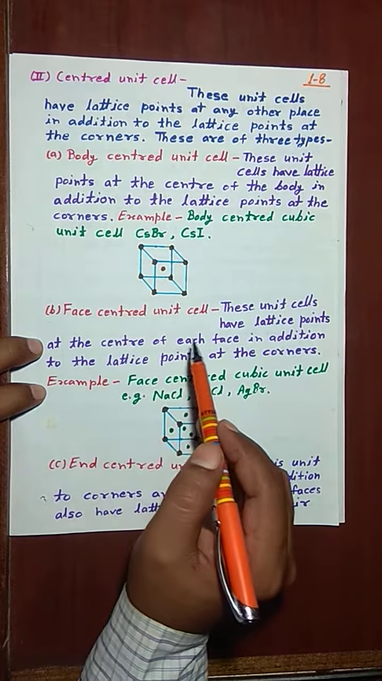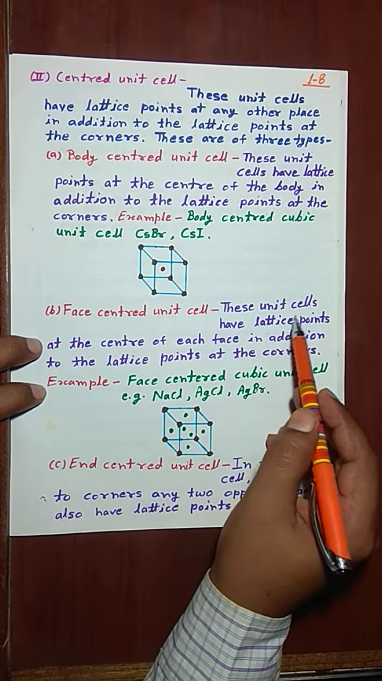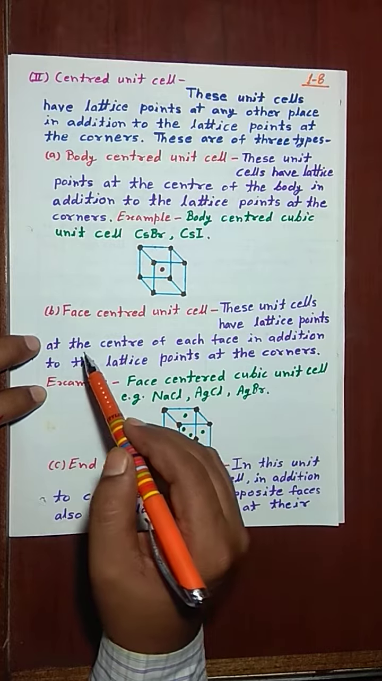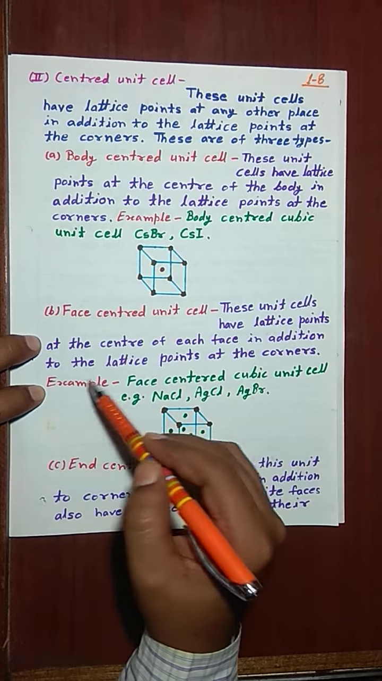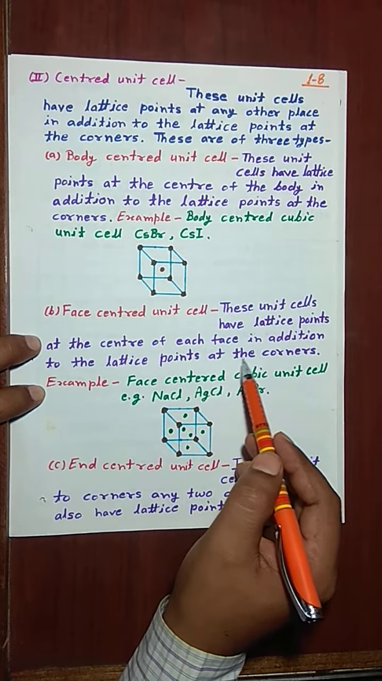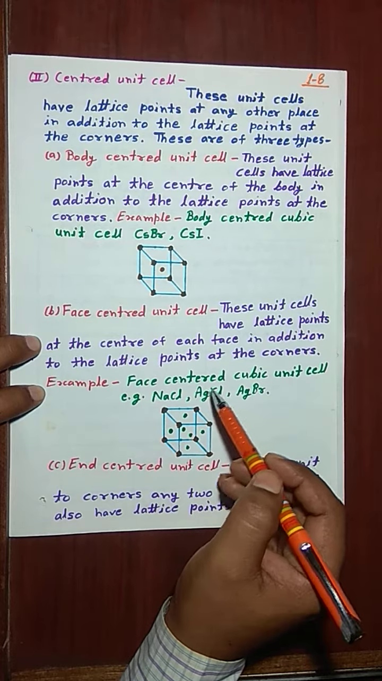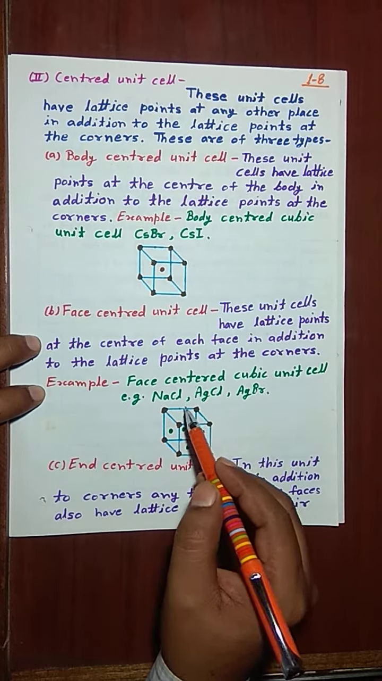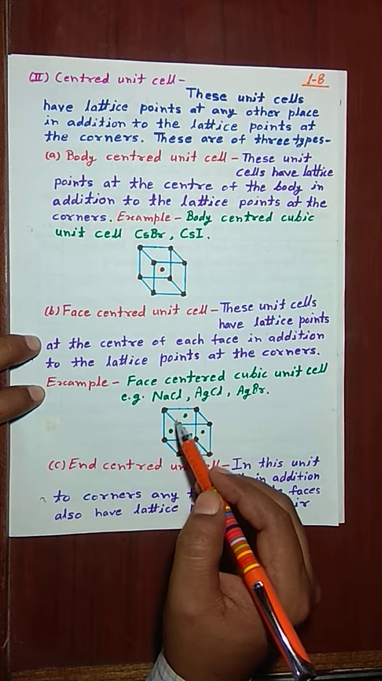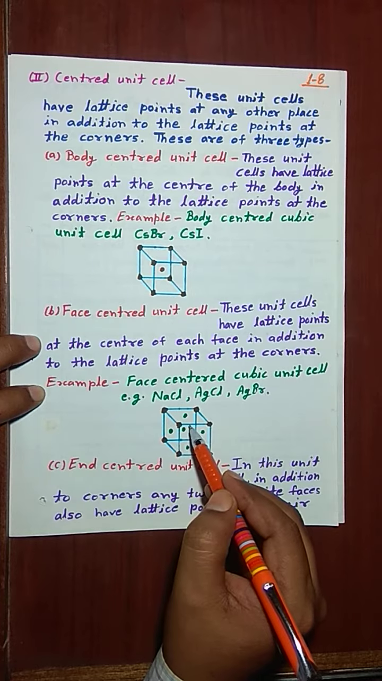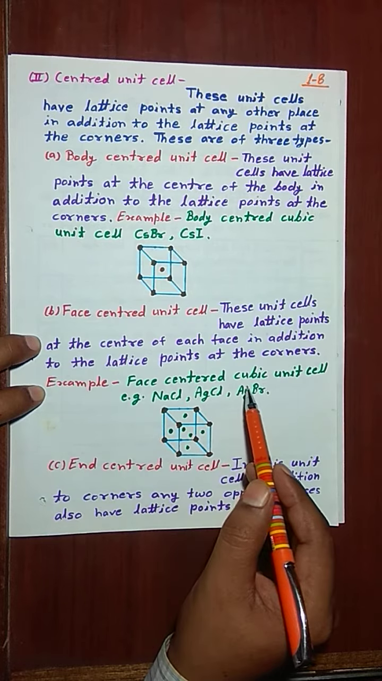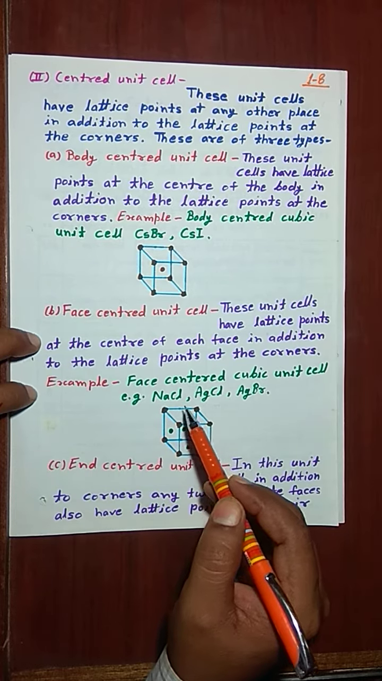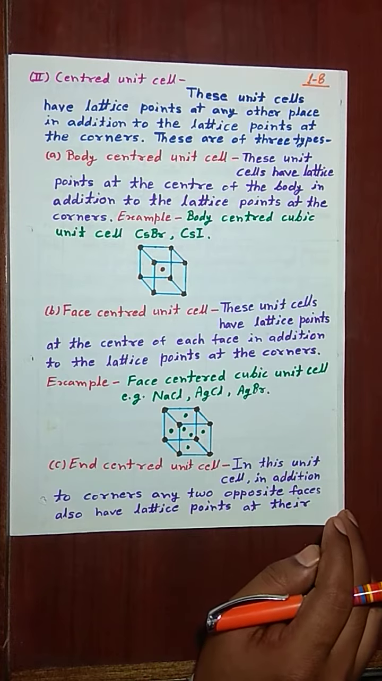Next is face centered unit cell. These unit cells have lattice points at the center of each face in addition to the lattice points at the corners. Correct? Such as face centered cubic unit cell, NaCl, AgCl, AgBr, etc.